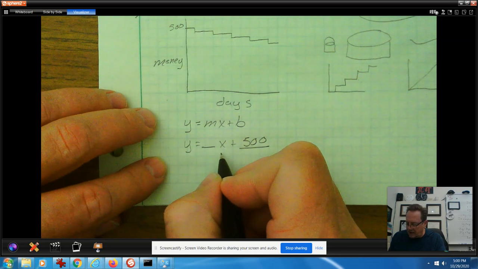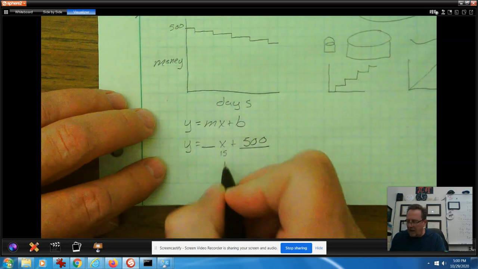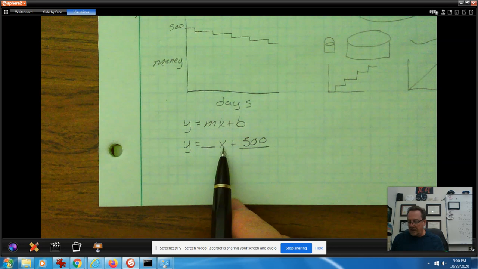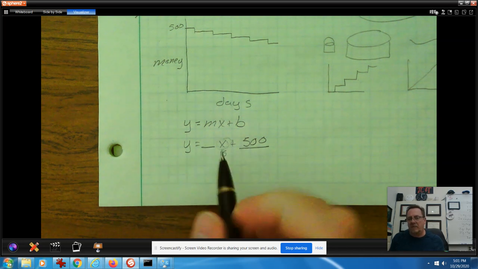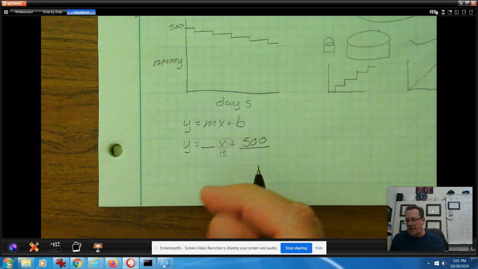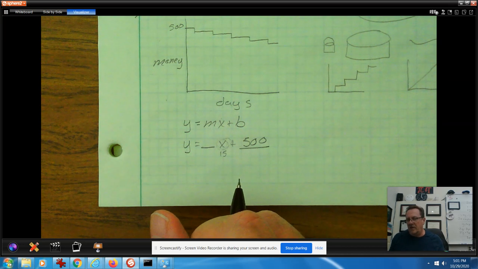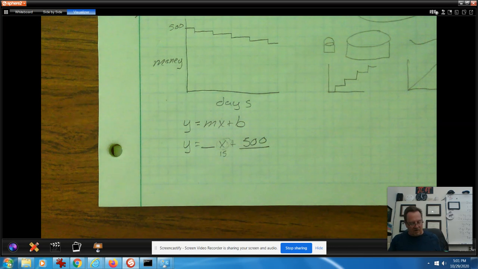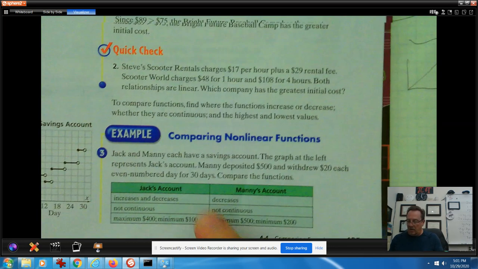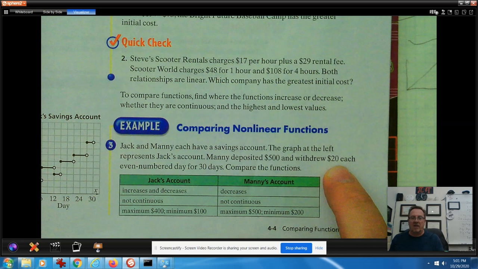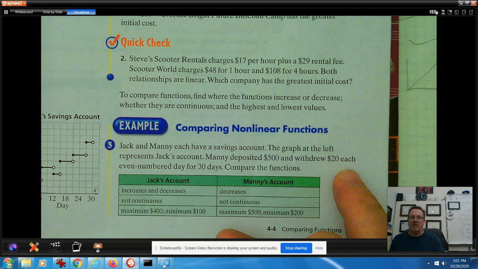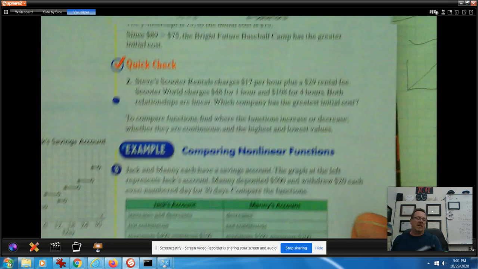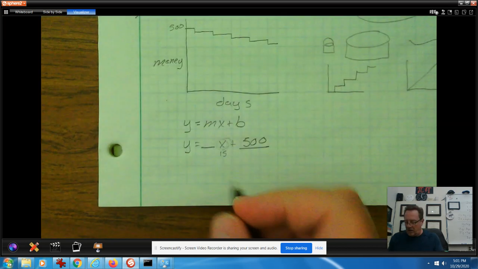That's really like my x. Think 15. That's the number of days. X is representing the days that it's changing. But what's my slope? Well, how much does it change each time? It's changing by $20. It says so. It says he withdraws $20 each. Remember, each is one of those key words. $20 for each even number day. So that's our slope. And we write 20 here.